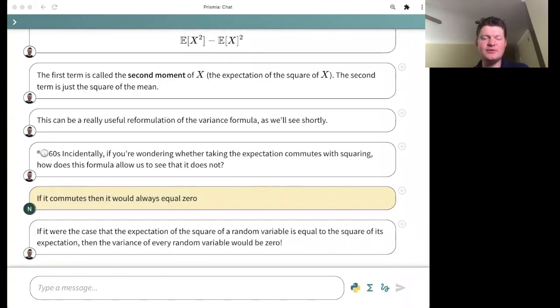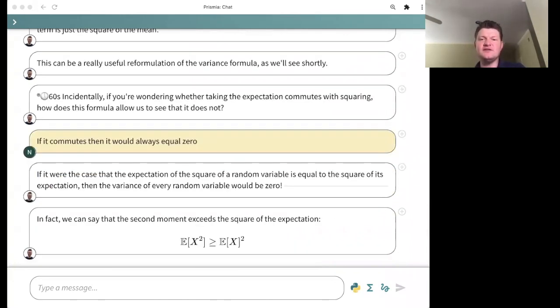In fact, we can produce an inequality here. We can say not only are they not the same, but since variance is non-negative, that tells us that the second moment is always greater than or equal to the square of the mean for any random variable, just by virtue of the fact that the variance of that random variable is non-negative.